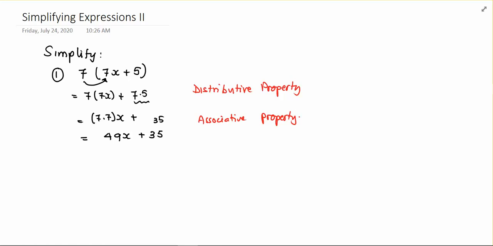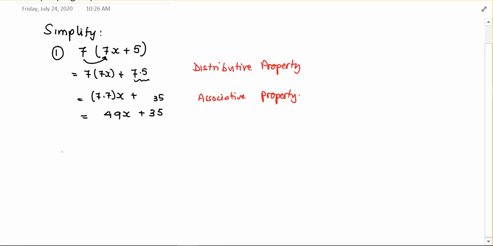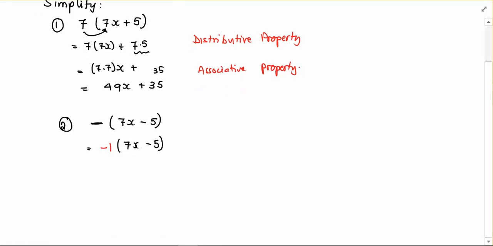Okay, all right. So let's do another one of these, and this time I'm going to use a negative number. So I'm going to say negative 7x minus 5. So again, this negative sometimes throws people off. Remember that this is shorthand for really negative 1, no different to the 7 we had in the previous example. And again, we will use the distributive property and say this is negative 1 times 7x minus negative 1 times 5, right?